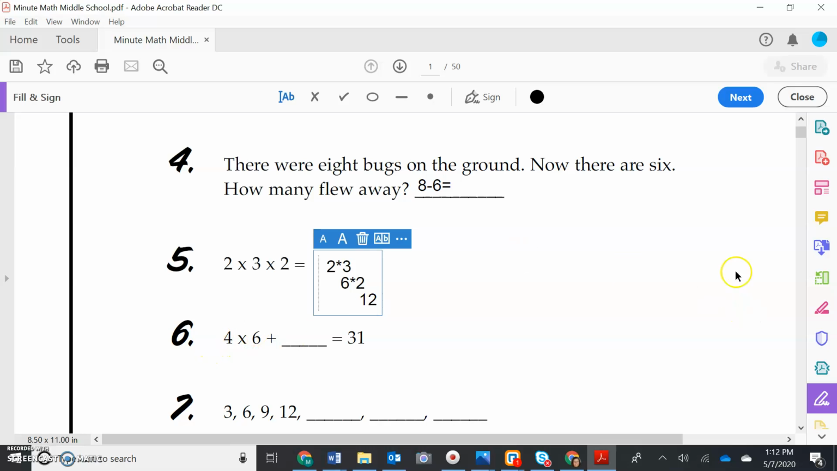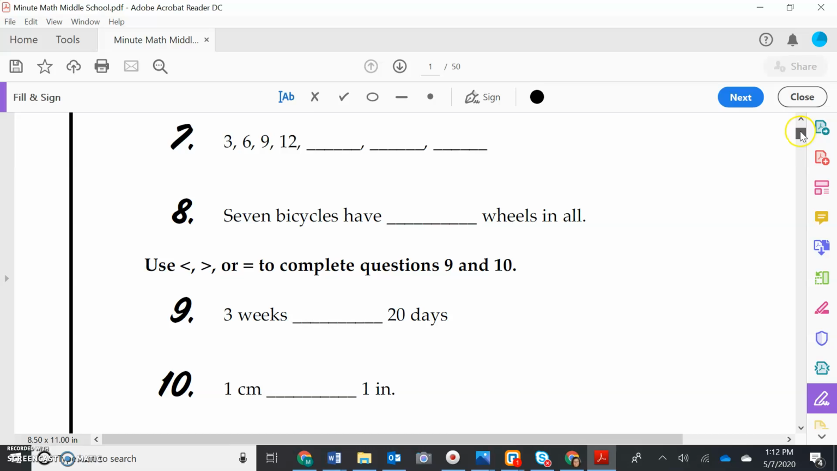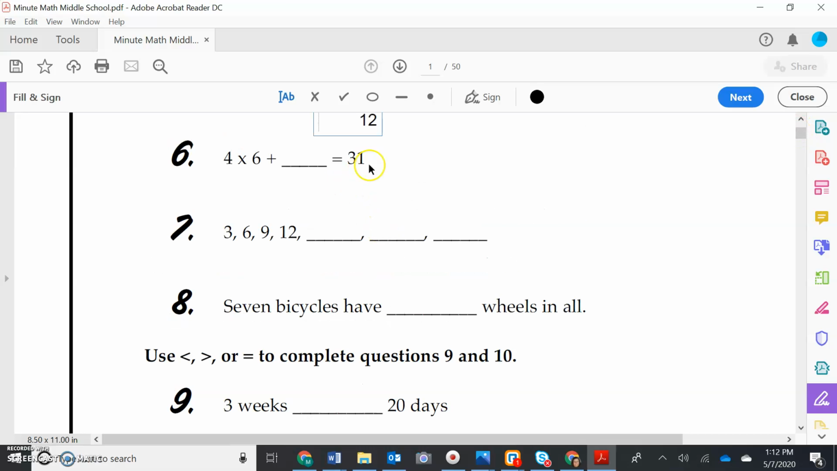So now we're going to look at 4 times 6 plus what gives you 31. So here's how we do this. What is 4 times 6? 4 times 6 is 24. So we have 24 on that side, and then over here we've got the equal side, and we've got our 31 there. Oh, I missed one more thing too. We also have a plus in here. 24 plus what gives you 31?